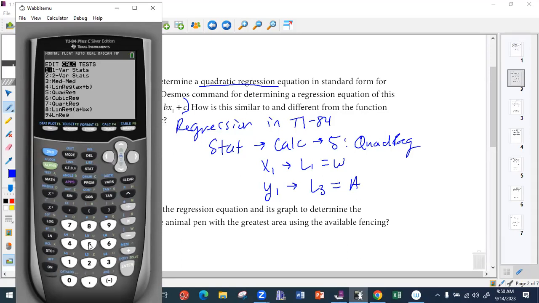So again, we went stat, calc, 5. Our X list was good, but our Y list needed to be changed. I changed it by pressing second 3. Now it's our L3 because we're comparing our width to our area. If I know the width, can I know the area?